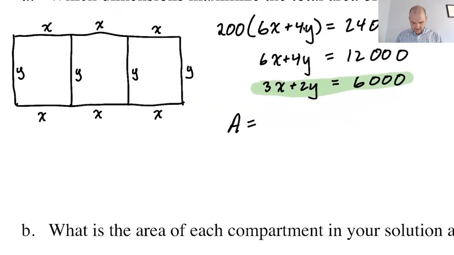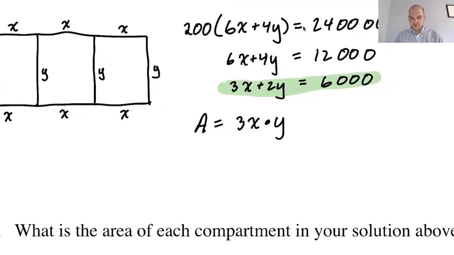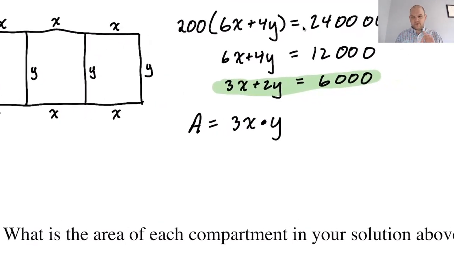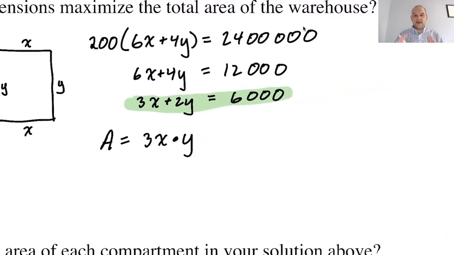All right, area of this place. 3x times y, I think is the area. Yeah, right, because each of them is x times y and there's 3 of them, or you could think like the big thing is 3x across and then y. Either way, too many variables, right? We have an x and a y. We need to get rid of one of them. So we go to our helper.